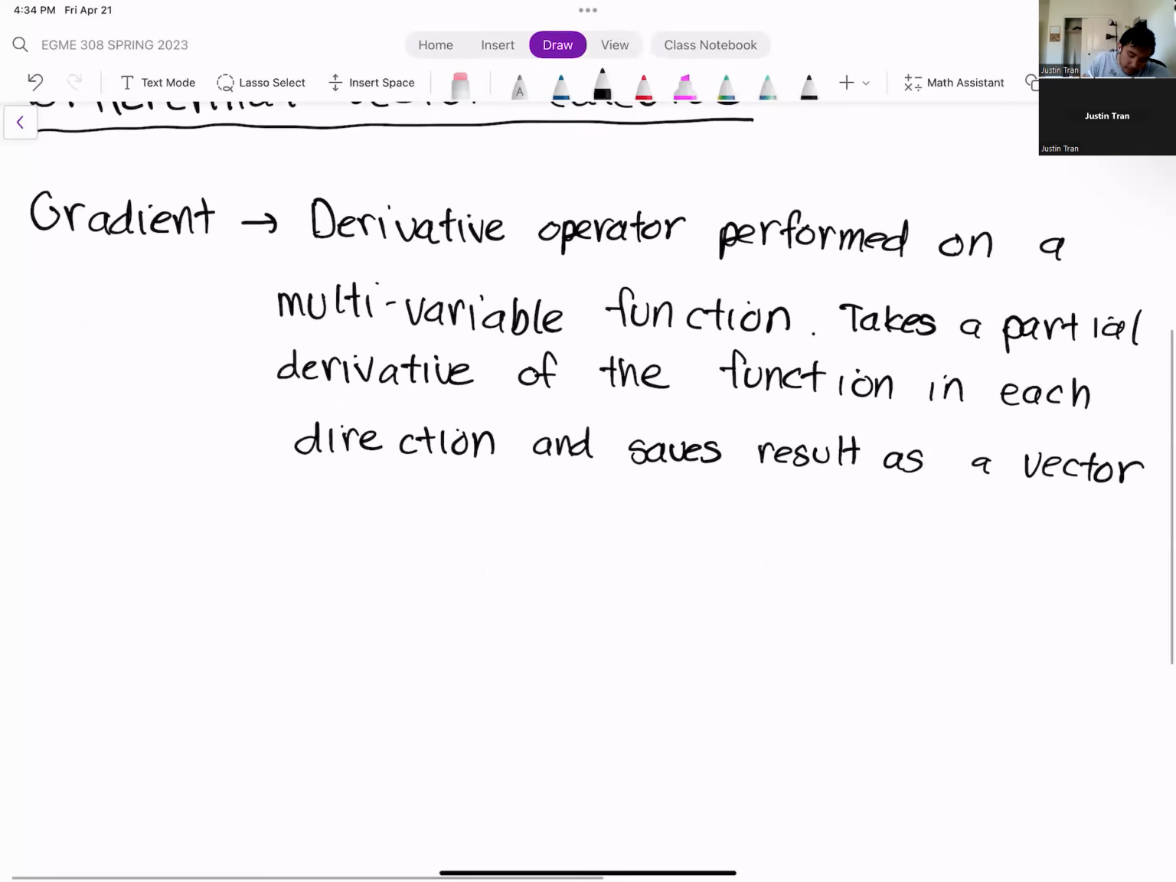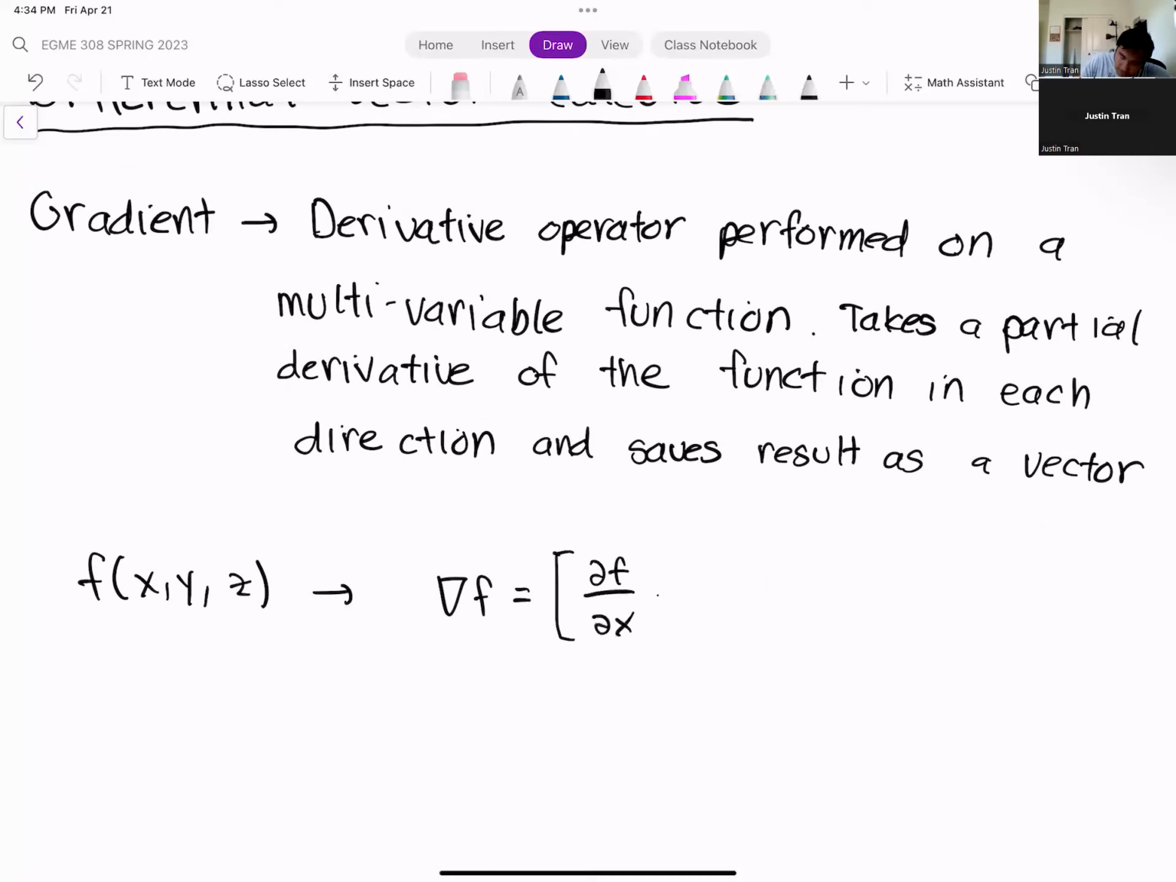Okay. So for example, let's say that we have some field function, and this is a function of x, y, and z. If we were to take the gradient of f, this would be a three element vector. So we have partial f, partial x, partial f, partial y, and partial f, partial z.